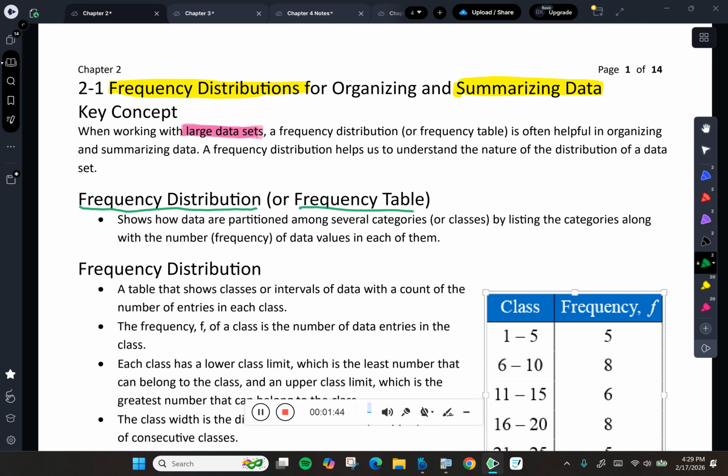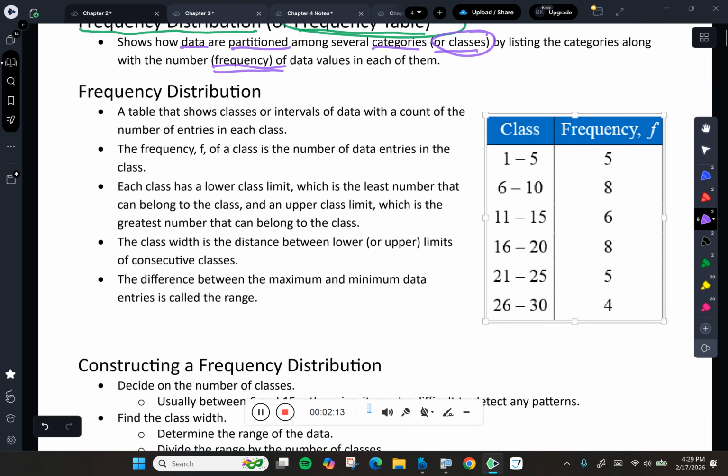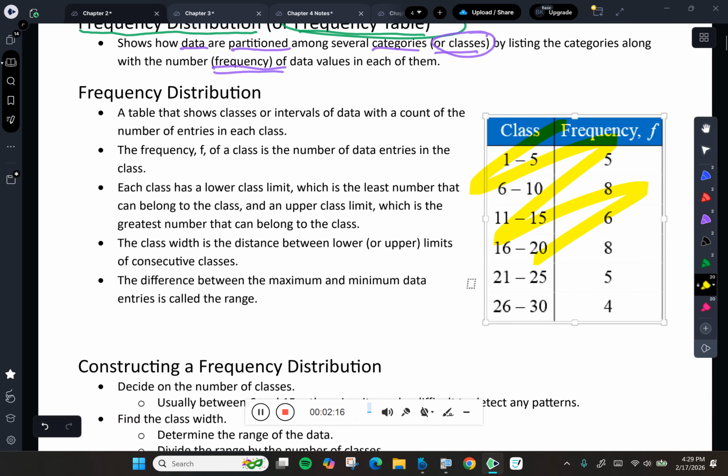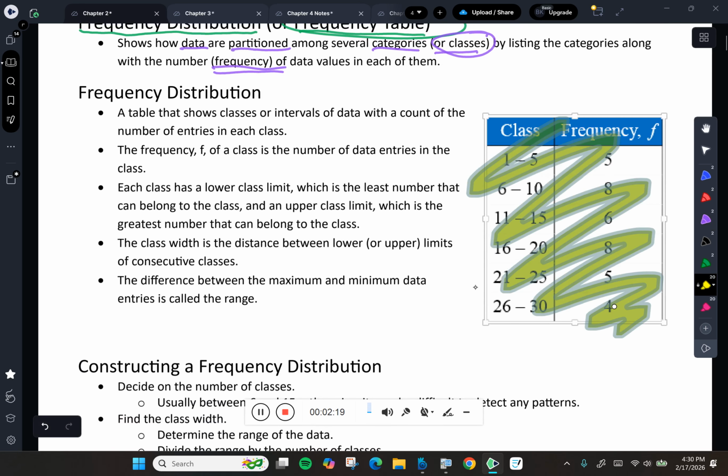Frequency distribution, also referred to as a frequency table. Frequency table is a little bit of an older way to talk about these things. Frequency distribution is more of a common way to talk about that. And what it does is it takes a data set and it partitions it across classes, also sometimes called categories, but more commonly referred to as classes, by listing all these classes and the frequency of the data in that class. And so it's going to look something like this thing over here on the right. That's a frequency distribution, right?